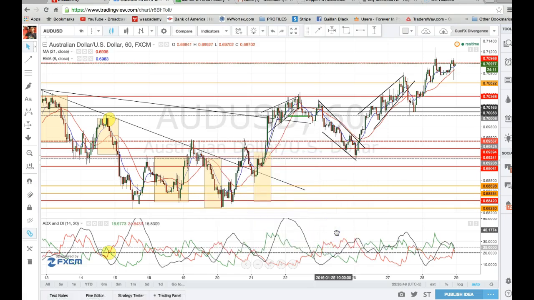Okay? So before I explain how to actually use this indicator, make sure you have a horizontal line at level 20, and a horizontal line at 25. Okay, so the basis of this indicator is when this black line is under 20, that means the market is in a non-trending market. Whenever it's over 20, that means it's in a trending market.